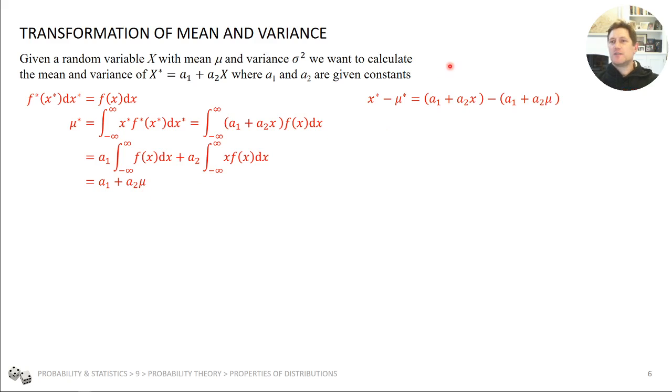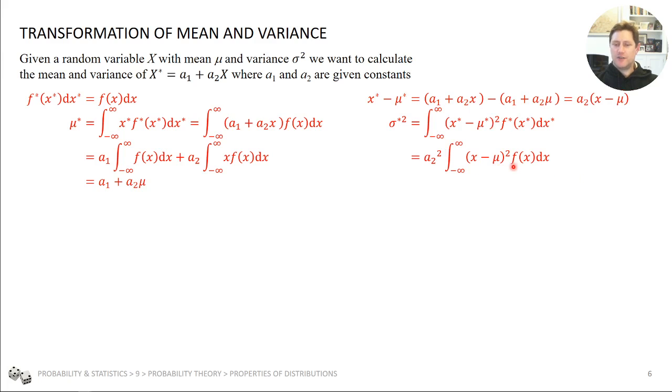So likewise, we can look at the variance. The variance has this x star minus mu star in it. So we substitute in for x and we substitute in for mu using the transformation, and then we can see that the a1 terms cancel, so we have a2 (x minus mu). And so for the variance we're calculating (x minus mu star) squared, and so we can substitute in here, so we have a2 squared (x minus mu) squared f dx, and you will recognise that as being the definition of the variance of the probability density function f. And so the variance of the transformed function is equal to a2 squared times the variance of the original function. Apologies, that's an error, that should be the variance, not the mean there.